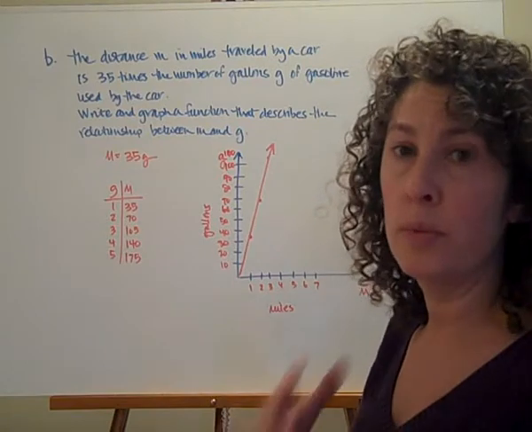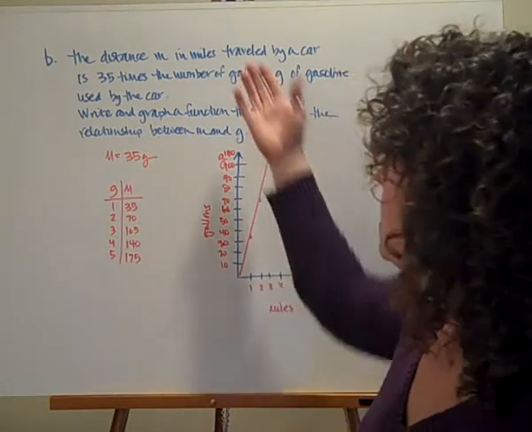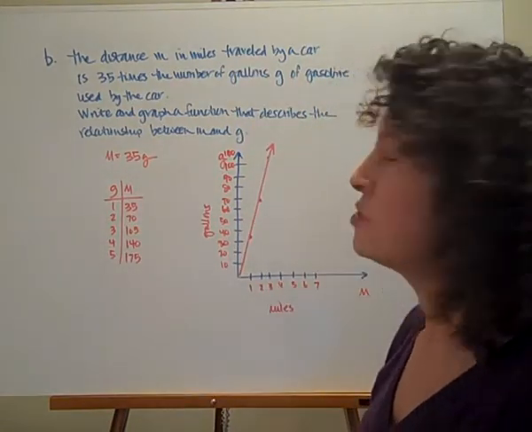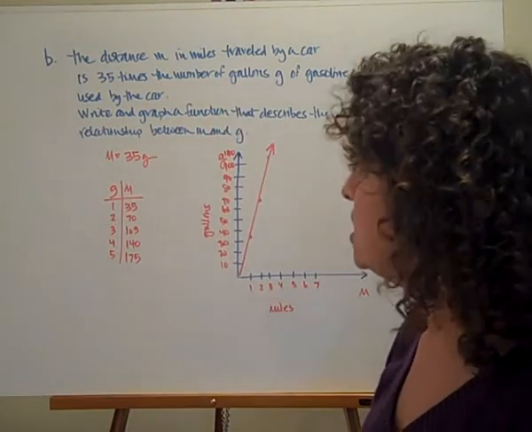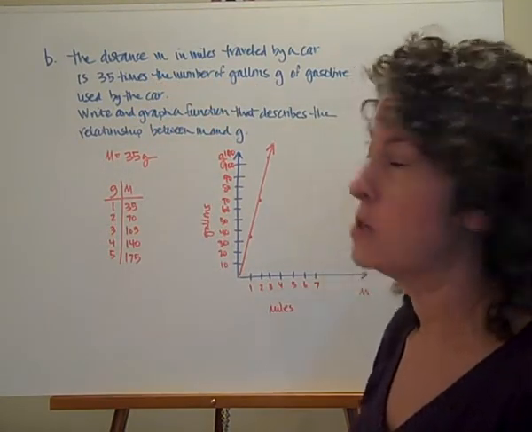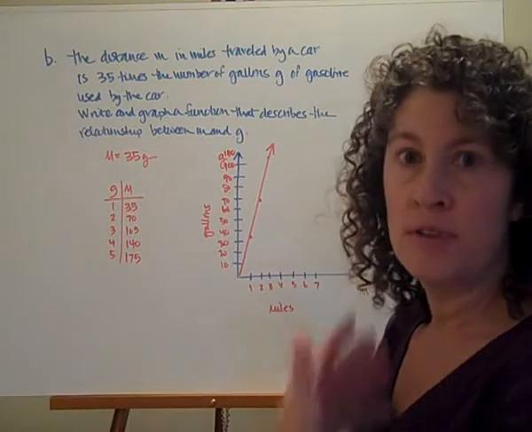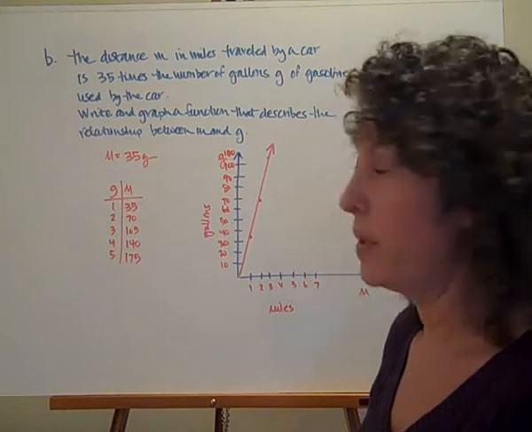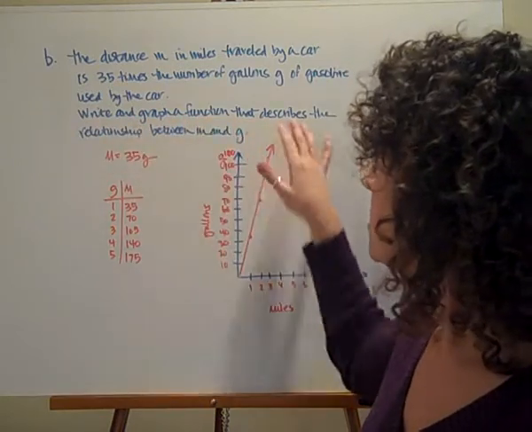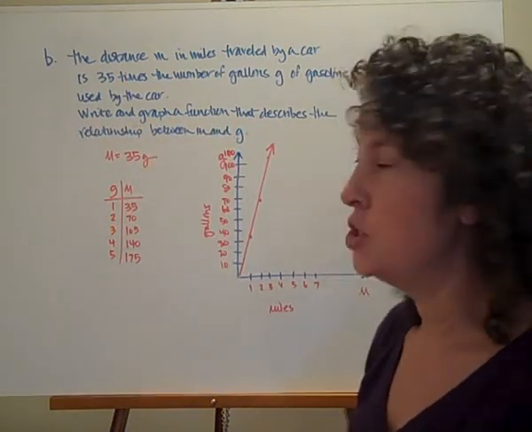Remember, we said we can work from equations, we can work from words. The distance m in miles traveled by a car is 35 times the number of gallons, g, of gasoline used by the car. So I can figure out my miles if I know what the gallons are. So my miles is going to be my output, my gallons are going to be my input. Write and graph a function that describes the relationship between m and g.